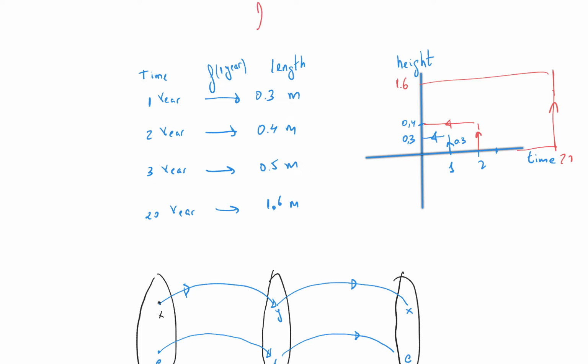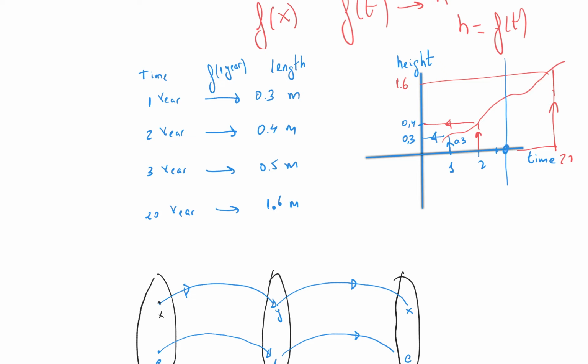f of x, in this case, is f of t. It converts it into an h. So the function is h equal f of t, and the function may be this one or whatever. Of course, it needs to pass the vertical line test, because it makes no sense to have two heights at the same time. You need to cross only one time. Okay, this is a function.